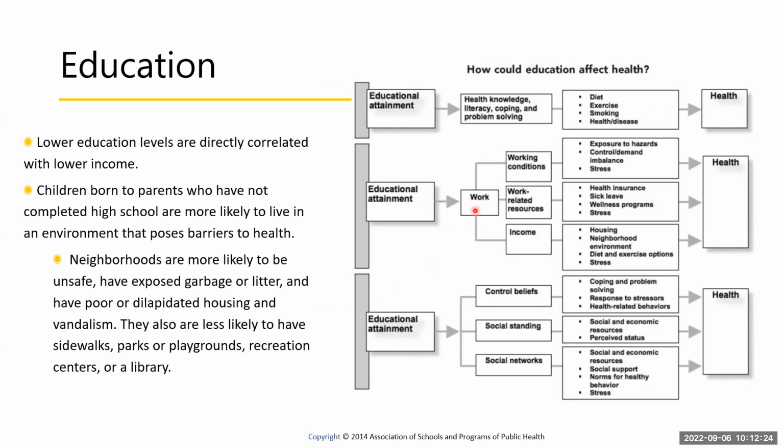We've got educational attainment with work. If you have a higher level of education, your working conditions generally tend to be better. You're not exposed to hazards or physical stress as much. Work-related resources: do you have sick leave? Do you have wellness programs? That's another big issue with COVID. It's like, come get the vaccine, but if you have to take time away from work and you're not paid for that time, it makes it very difficult to rationalize not getting paid to go get a vaccine that you may or may not need. So taking the vaccine to where the people are, that's what you want to do. So sick leave, income, and then your beliefs and your social standing. All of these things are tied to educational attainment.